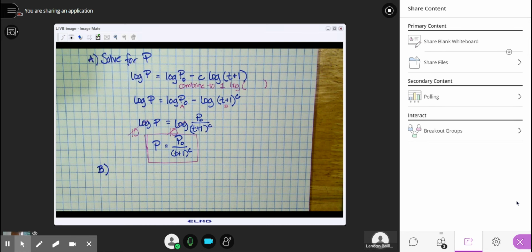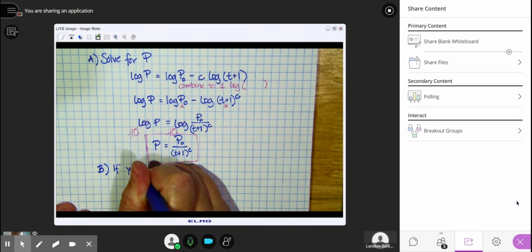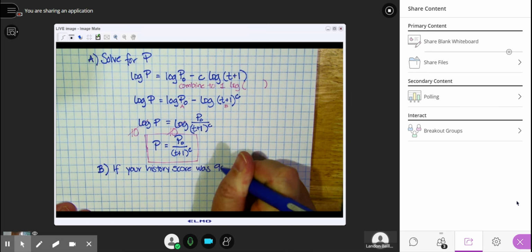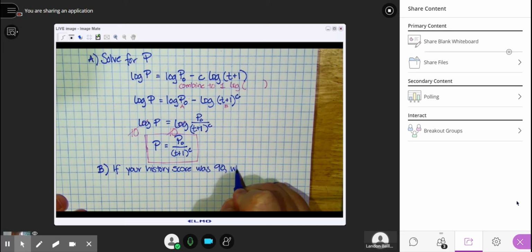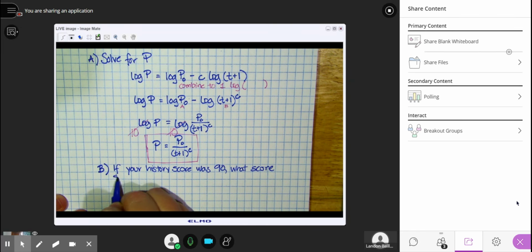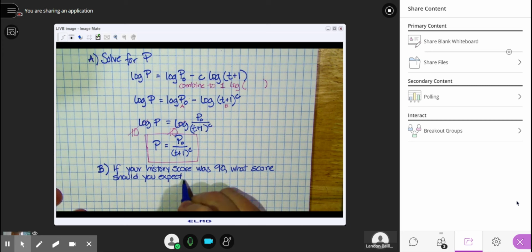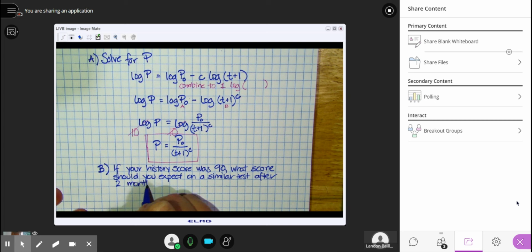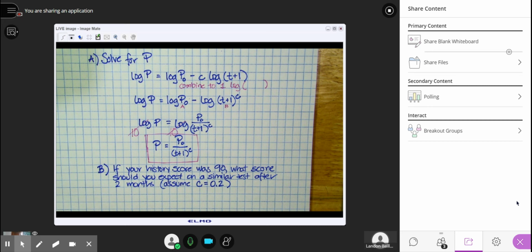Part B says, if your score on a history test was 90, what score should you expect on a similar test after 2 months. Assume C is equal to 0.2. So what would your retention be here after 2 months?